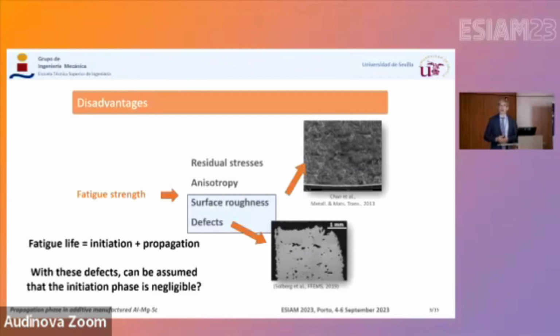Usually, we divide fatigue life between initiation and propagation phases. The boundary between them is somewhat arbitrary, but we know that initially we have a nucleation and early growth of a crack, and then the crack grows until failure. So when we have these internal defects and roughness, we ask ourselves if, in this case, the initiation phase could be negligible, and we could ignore it in the fatigue life estimation.